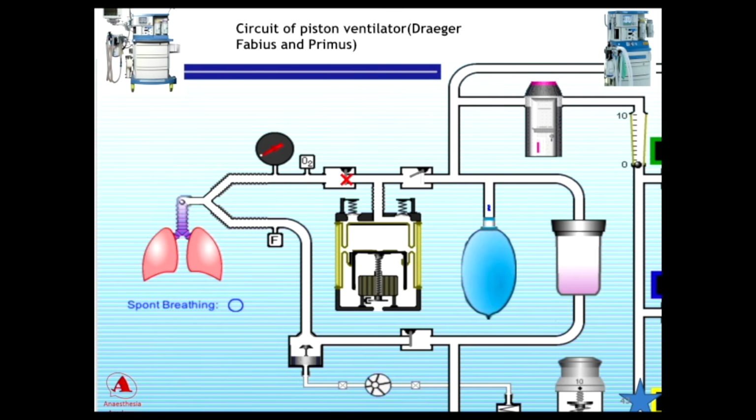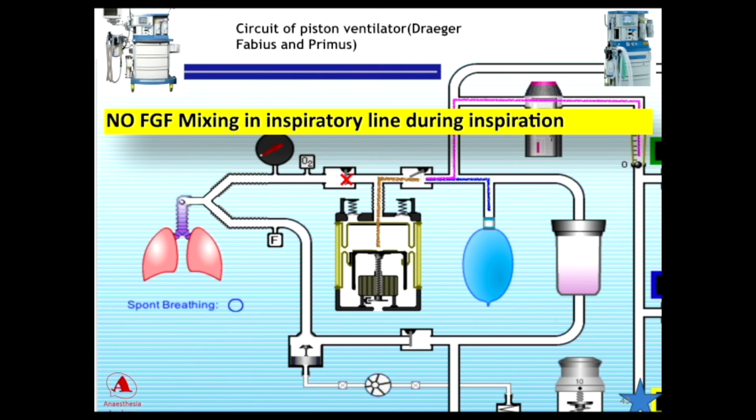When the piston pulls back, it creates negative pressure here. So this is getting closed, and from the bag and the fresh gas flow, the total flow of oxygen will come to the piston. So what you will see in expiration is the bag getting squeezed. This is a patented technology. Here there is no fresh gas mixing in the inspiratory line during inspiration. Simple. It does not go to the ventilator part or the piston part.